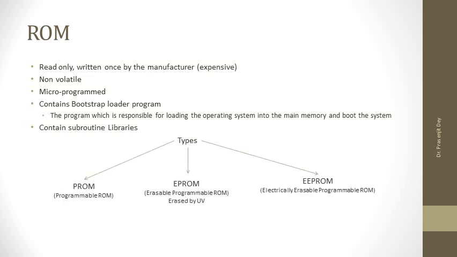And there are precisely three types of ROM. First one is the programmable ROM, PROM. The next one is the erasable programmable ROM, which is basically erased by ultraviolet rays. And the third one is the EEPROM, electrically erasable programmable ROM, which you can erase cost effectively electrically.